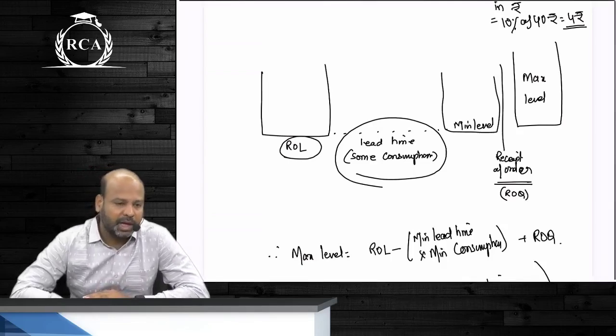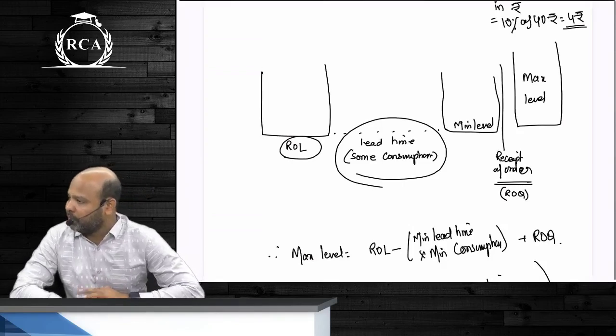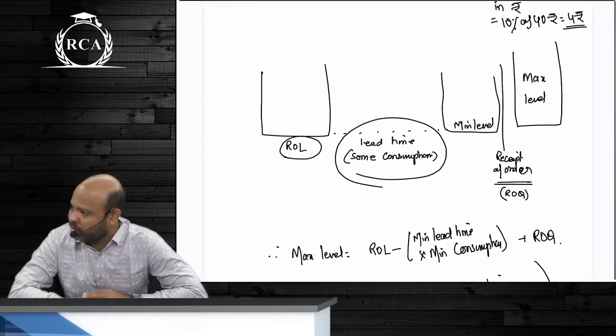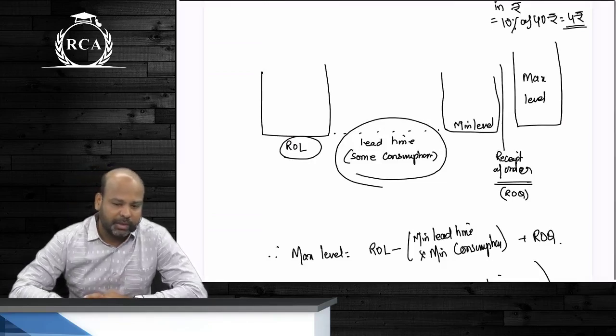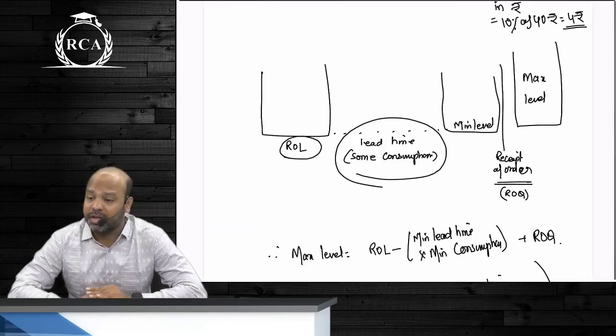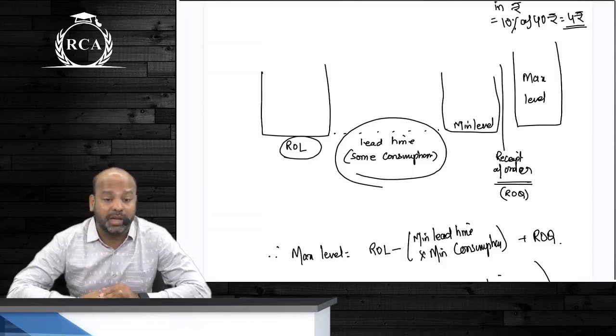Minimum level plus half of ROQ. That is also safety stock plus half of ROQ. Minimum level plus maximum level by 2 generally may not result in the correct amount of average inventory level, because minimum level and maximum level are both based on two different assumptions. For minimum level, we take normal lead time consumption, and for maximum level, we take minimum consumption. That is why you preferably use minimum level plus half of ROQ.